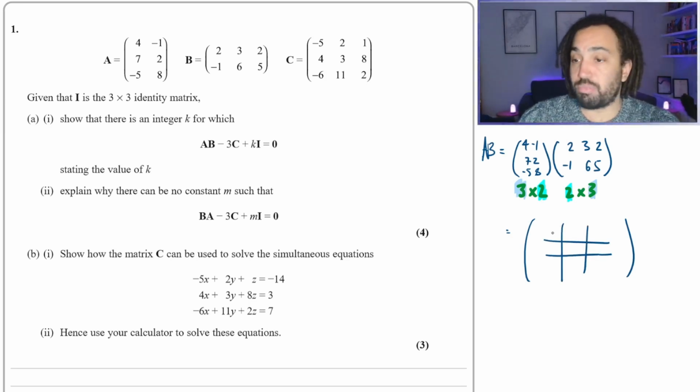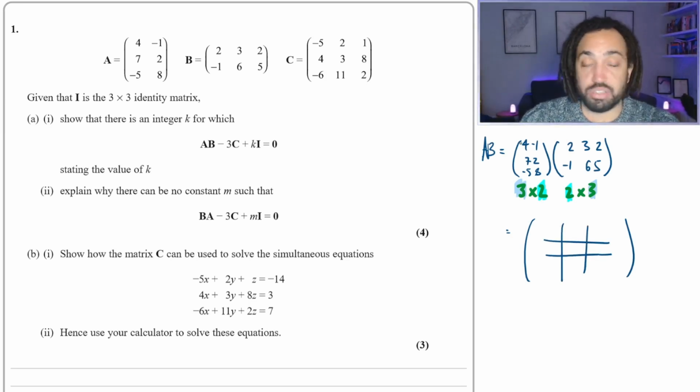Let's find the top left. Top left is the top row multiplied by the left column. So 4 times 2 is 8, and minus 1 times minus 1 is 1, so 8 plus 1 is 9. Then 4 times 3 is 12, take away 6 is 6. 4 times 2 is 8, take away 5 is 3.